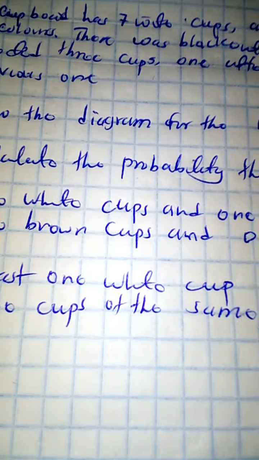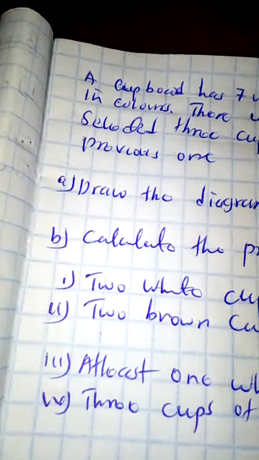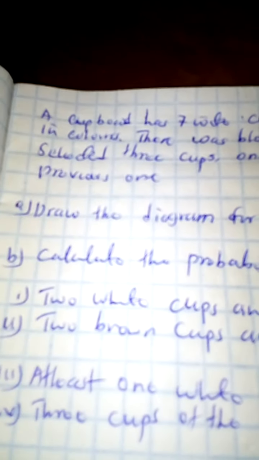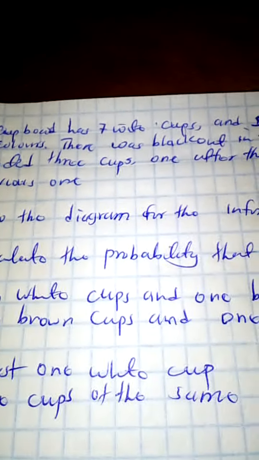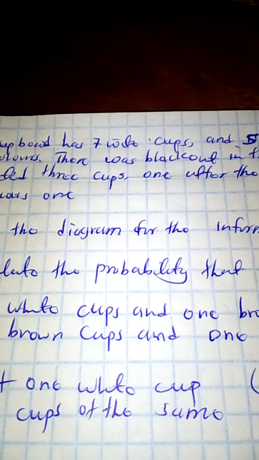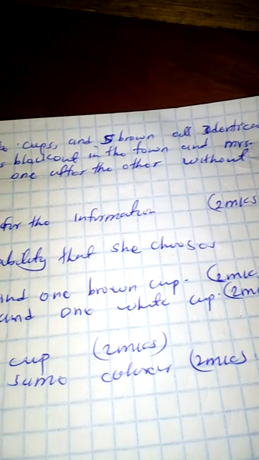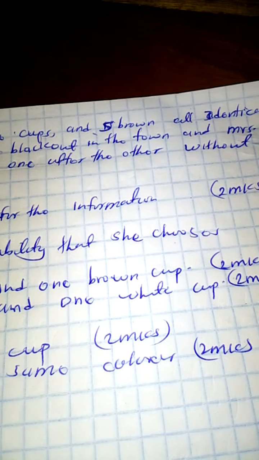Today we want to do something called probability. Now I have a question here. A cupboard has 7 white cups and 5 brown cups. All are identical except for the colors.